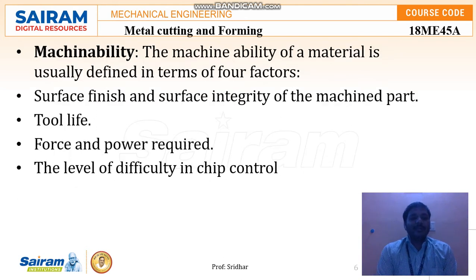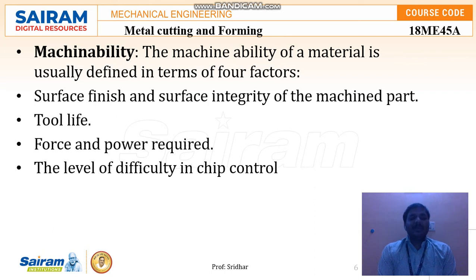The next one is mainly about machinability. The machinability of a material is usually defined in terms of four major factors. How can machinability be defined in terms of four factors? First is the surface finish and surface integrity of the machined part. Then the tool life, then the force and power required, then the level of difficulty in chip control. These are some of the major factors by which the machinability of materials can be affected.